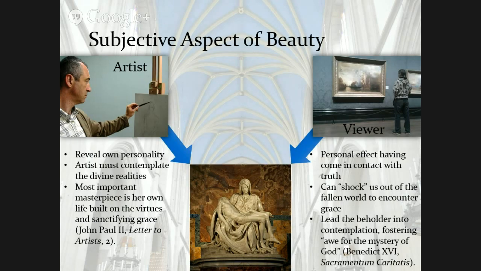As Catholics, we want to balance the subjective and objective aspects. Subjective has to do with the subject. There are two subjects when it comes to art: the artist and the viewer. So the artist and the person looking at the art, there's going to be a communication going on. Even though the artist is going to be revealing something of their own personality through the art, if it's going to be sacred art, they also need to be contemplating the divine mysteries. So sacred art is going to come out of prayer.